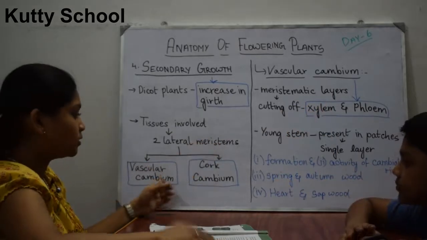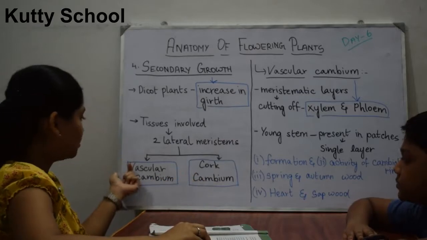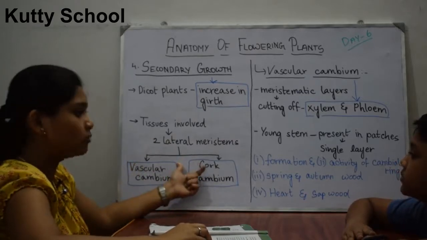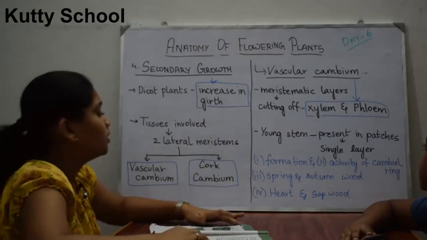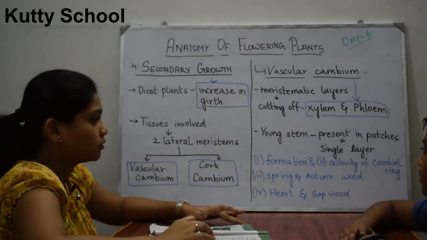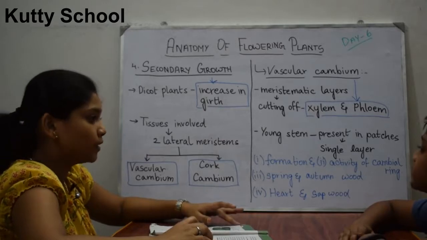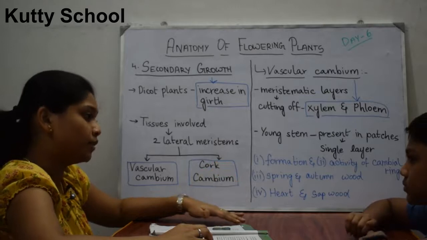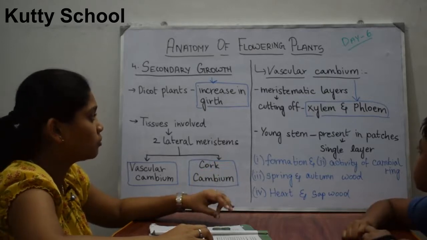Both lateral meristems are present in few amounts. Those patches which are present will become vascular cambium, and the others will become cork cambium. We will be discussing some categories in this, and then we will discuss cork cambium. So now we are going to discuss vascular cambium.